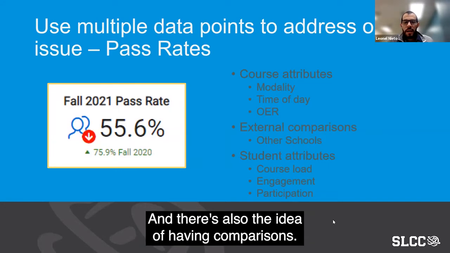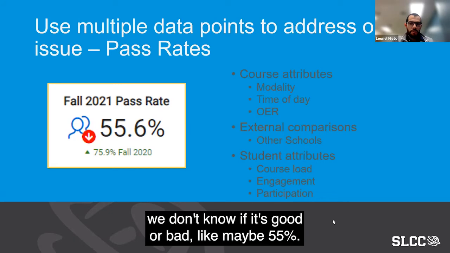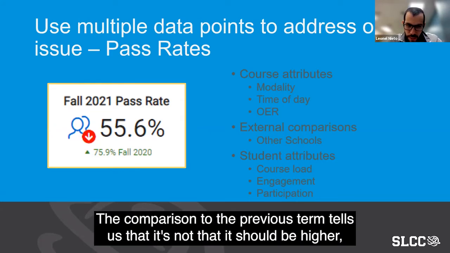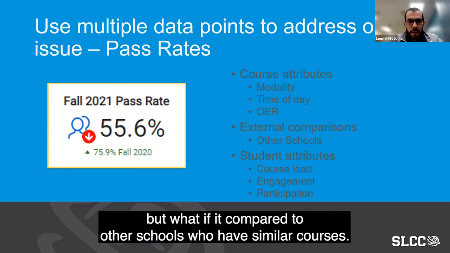And there's also the idea of having comparisons, right? Because just looking at the number, we don't know if it's good or bad. Like maybe 55% is a pretty healthy pass rate. The comparison to the previous term tells us that it's not, that it should be higher. But what if we compare it to other schools who have similar courses?